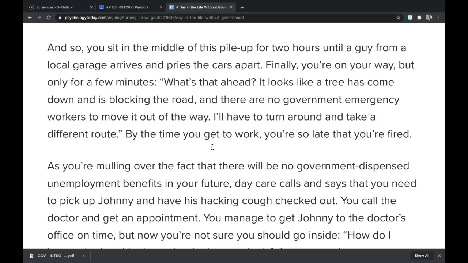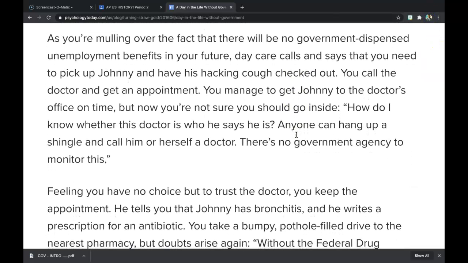What's that ahead? It looks like a tree has come down and is blocking the road, and there are no government emergency workers to move it out of the way. I'll have to turn around and take a different route. By the time you get to work, you're so late that you're fired. As you're mulling over the fact that there will be no government dispensed unemployment benefits in your future, daycare calls and says that you need to pick up Johnny and have his hacking cough checked out.